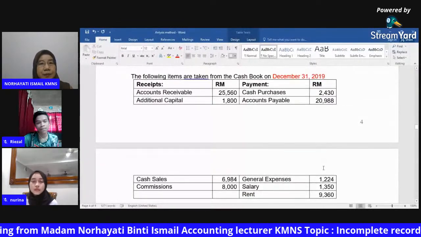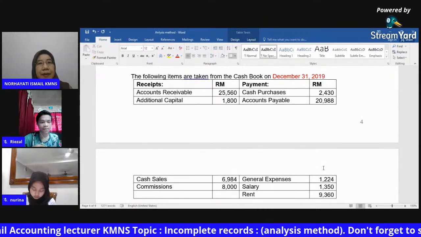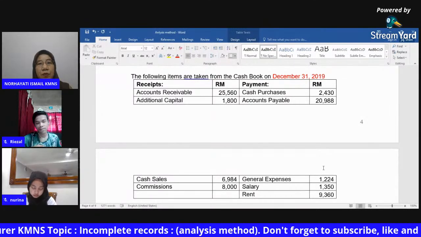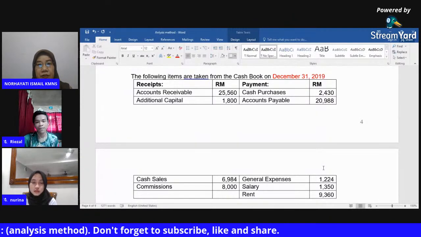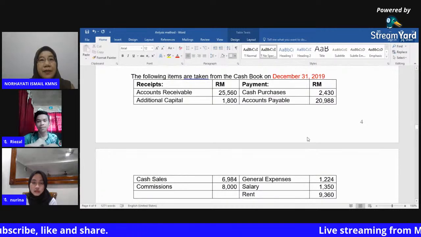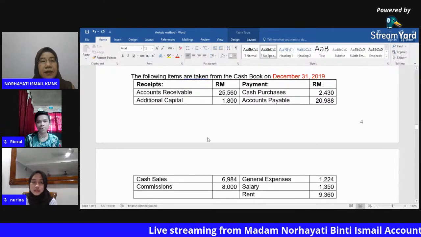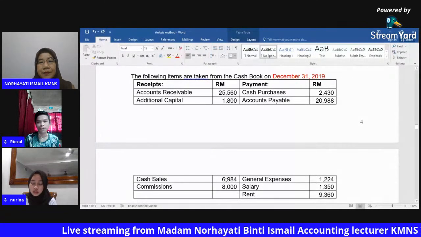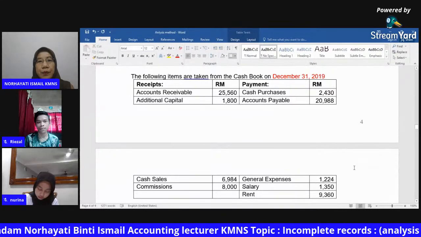So from cash book, the ending balance or balance carry forward for cash is not given in the question. So you must calculate. The formula is the beginning balance plus all cash receipt less all cash payment. So you will get the cash balance carry forward.